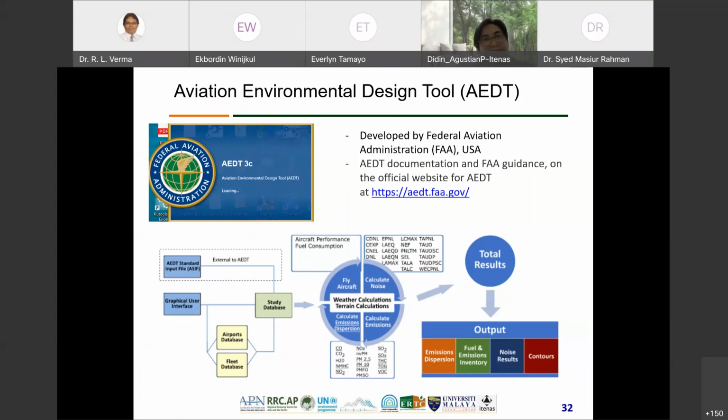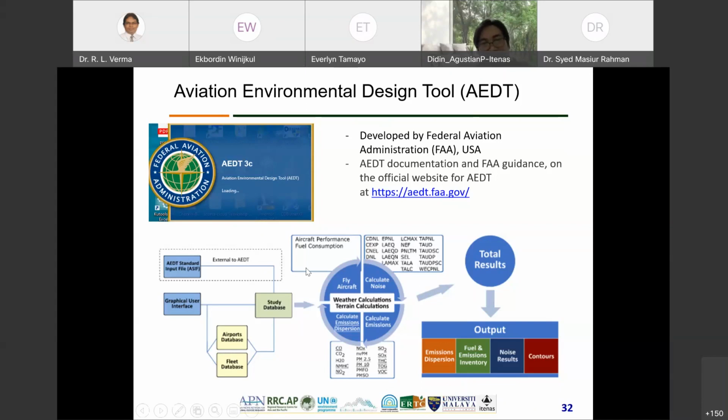And another tool is the Aviation Environmental Design Tool, or named as AEDT. It's developed by the Federal Aviation Administration. And then you can download the AEDT documentation and FAA guidance on this official website. We use this model because by regulations from the International Civil Aviation Organization, they mandated the Ministry of Transport to use these kind of models.